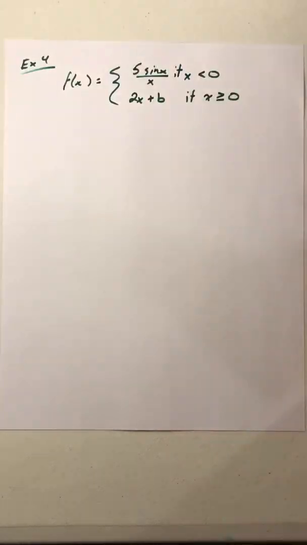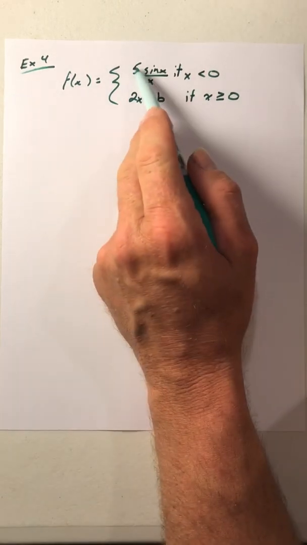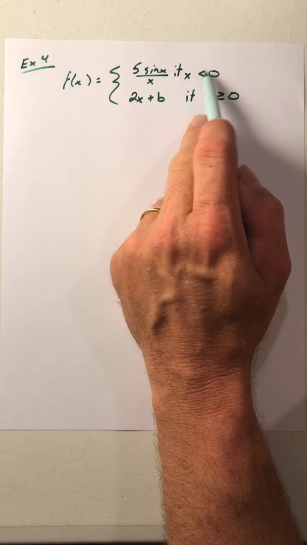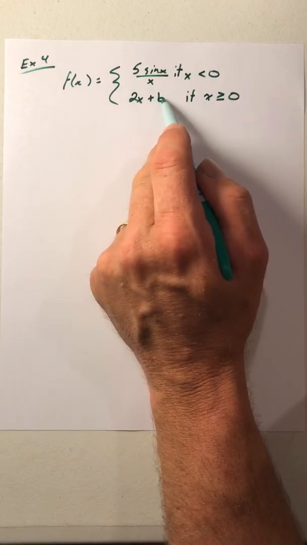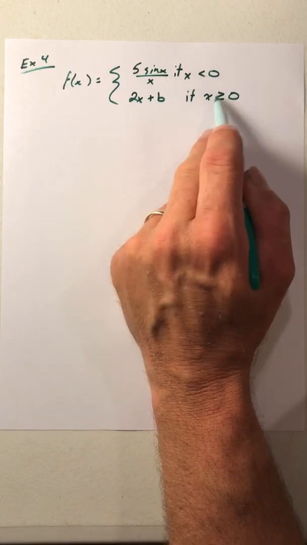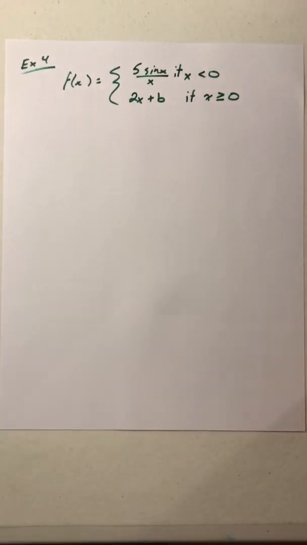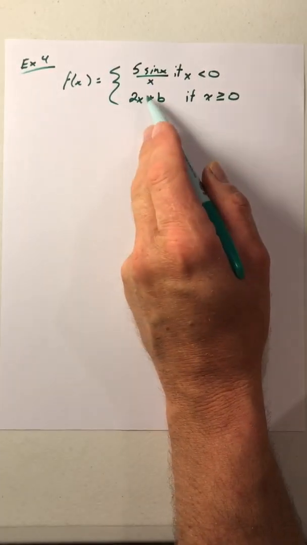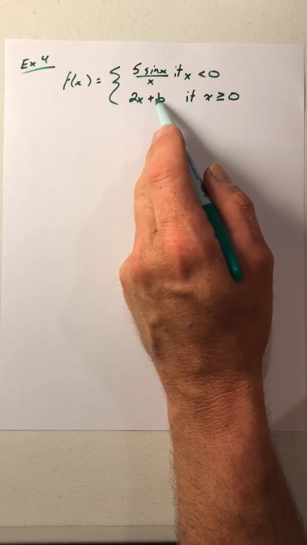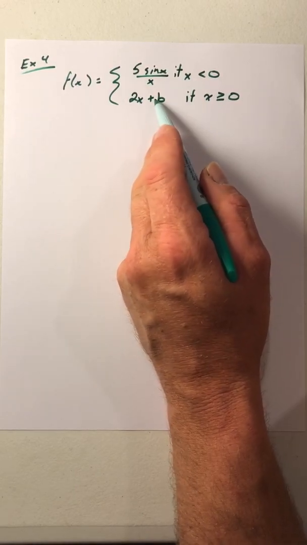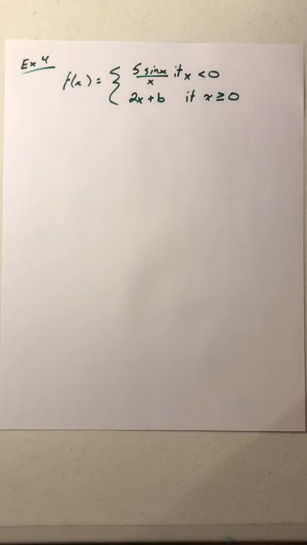And I have one last example to round out our problems for the day. And here we have 5 sine of x over x if x is less than 0, and 2x plus b if x is greater than or equal to 0. So again, if I were to plug in 0, I just get b for my value. That doesn't help me a whole lot. So I got to go into the second rule of continuity, which is the limit.